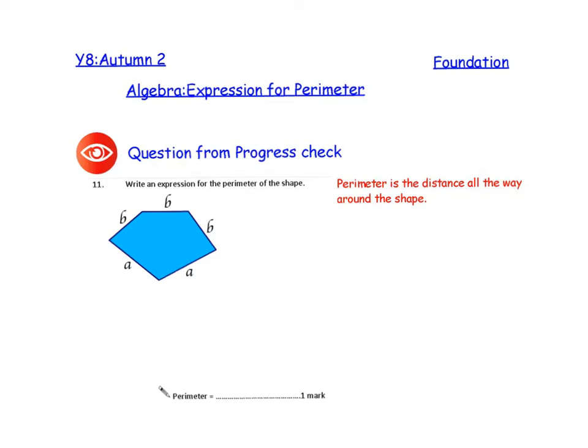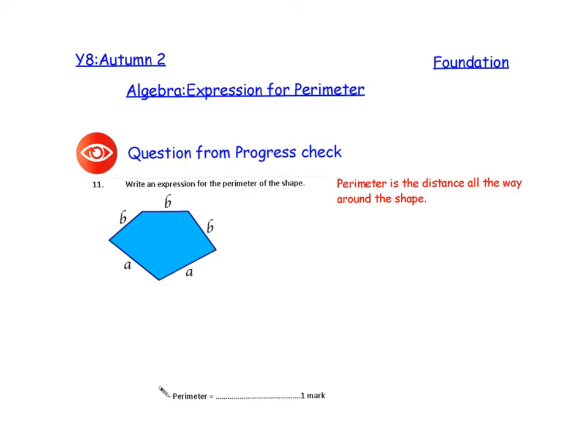I'm going to be looking at finding expressions for perimeter. This comes from question 11 from the foundation paper. You can see it's embedded into our flip chart. Right then, first of all, read the question, very important. Write an expression for the perimeter of the shape.